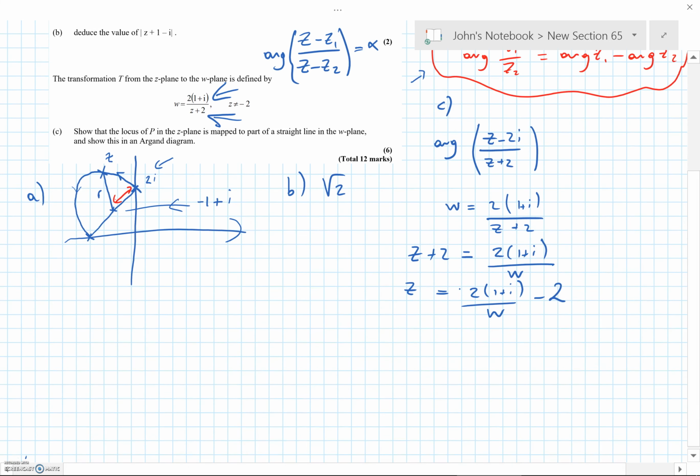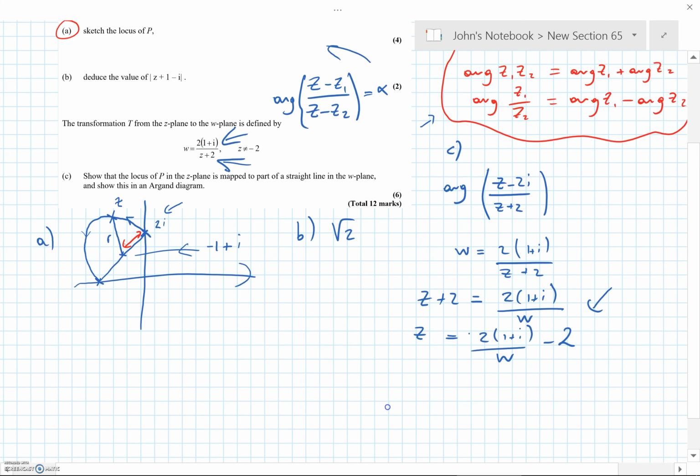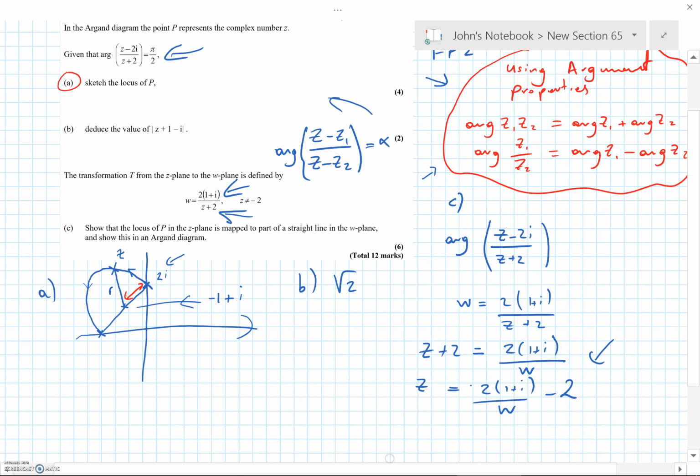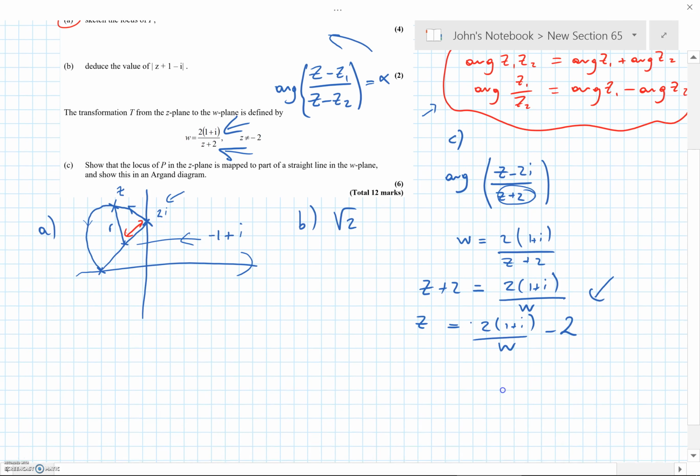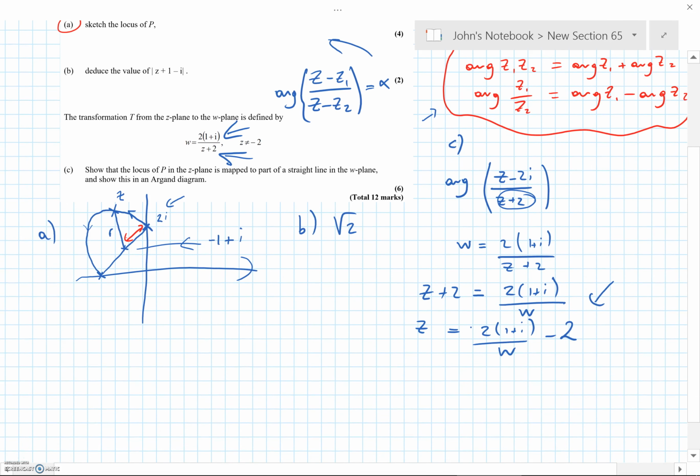Okay, so there we go. We've got our z equals 2 bracket 1 plus i, over w minus 2, rearranged. I'm going to leave it like this. We could put it over a common denominator w, but actually I'm looking at our loci I've written here again, and it's going to be quite useful having that, because the 2 is going to cancel. So I'm going to leave it like that for now and see what happens.